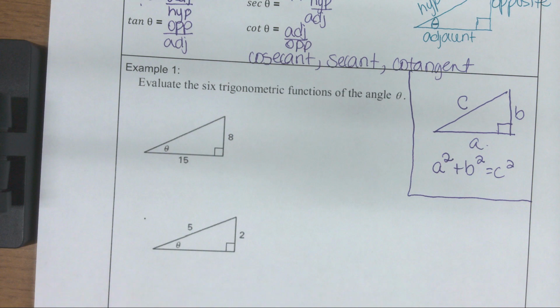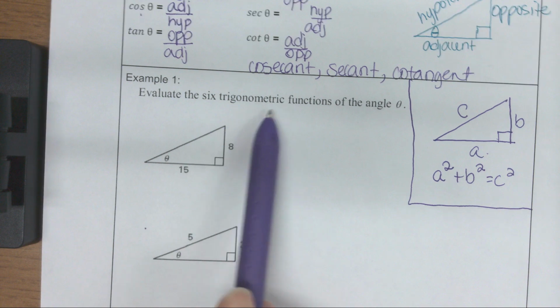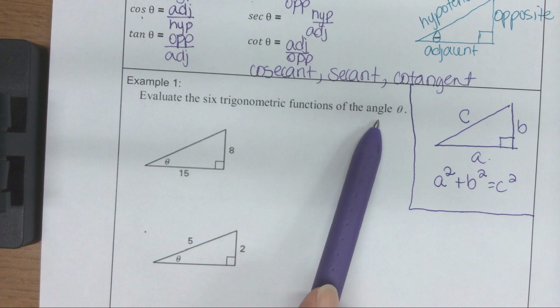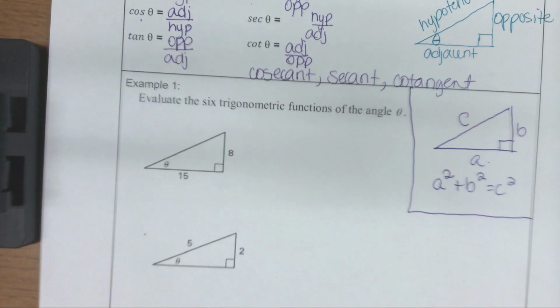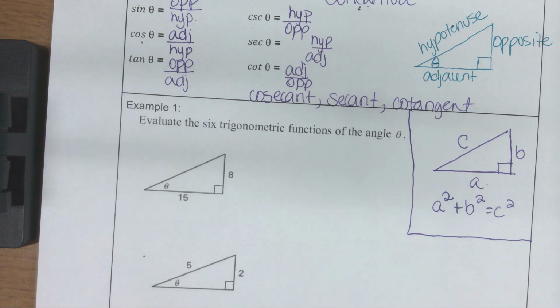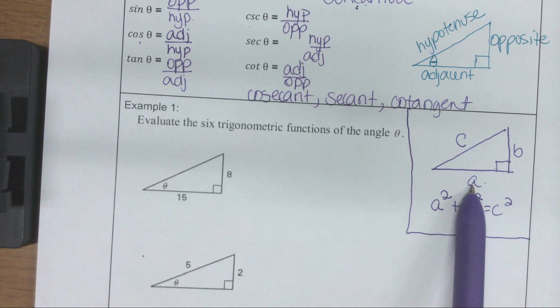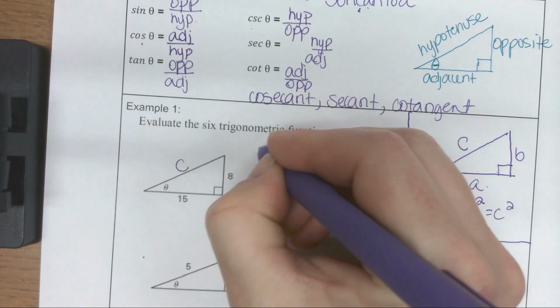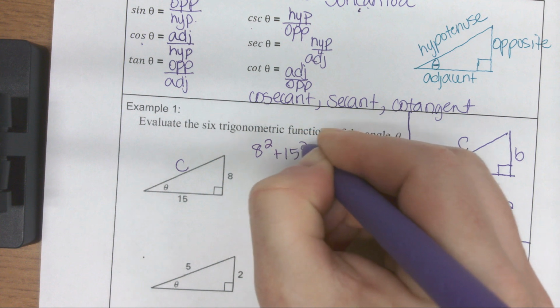Okay, so what I'm going to do is evaluate the 6 trigonometric functions. I use trig for short a lot. Of the angle theta, which is down here in the corner. I need to know the opposite, the hypotenuse, and the adjacent. What am I missing? Which piece? Hypotenuse. Let's find it. I'm going to use the 15 and the 8, and I'm going to find this hypotenuse. I'll call it C. So 8 squared plus 15 squared equals C squared.